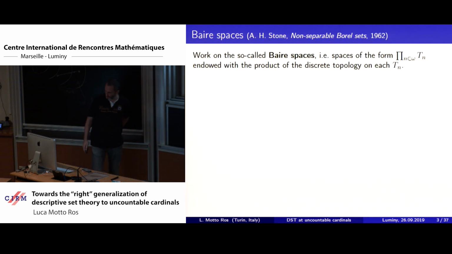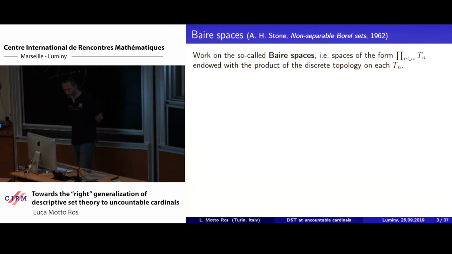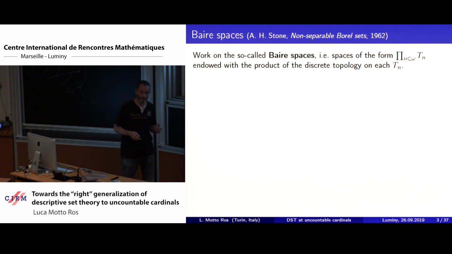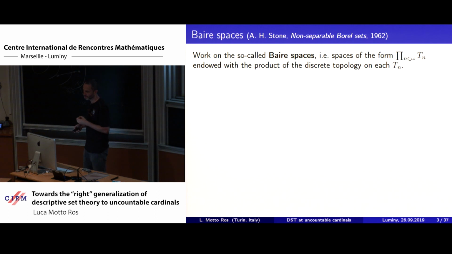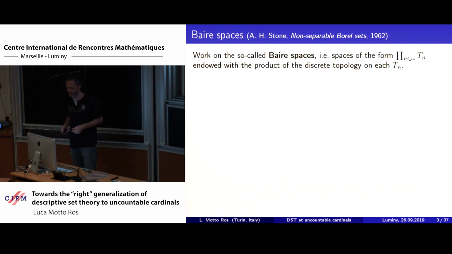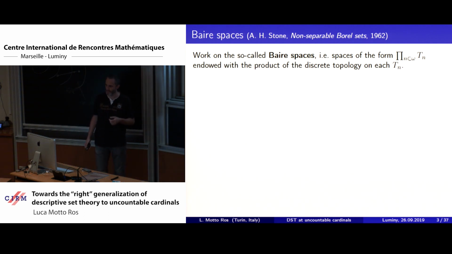The first one is from a paper by Stone. It's not Marshall Stone, it's Arthur Stone, a topologist from the UK, who wrote a paper on so-called Baire spaces. For him, Baire spaces were just countable products of discrete spaces, but of any size. Of course, if each space is of size omega, then it's the Baire space. The generalization is to take spaces of any size.